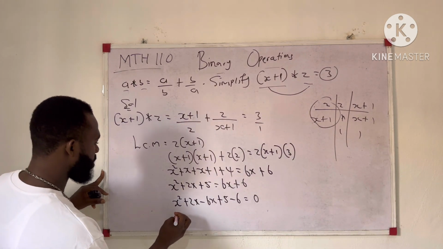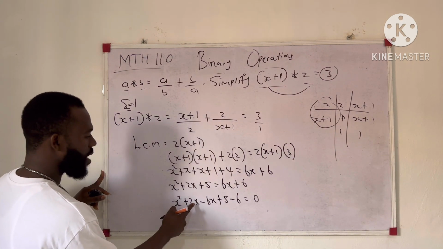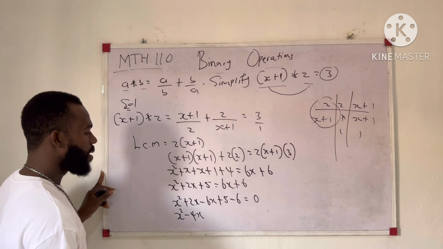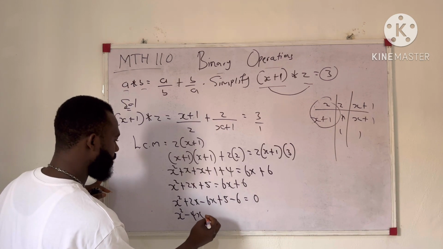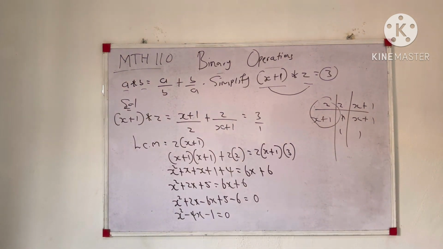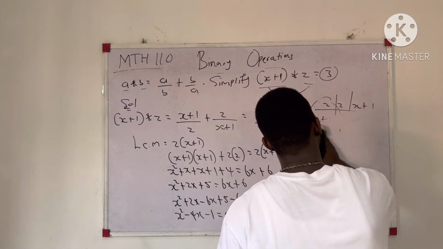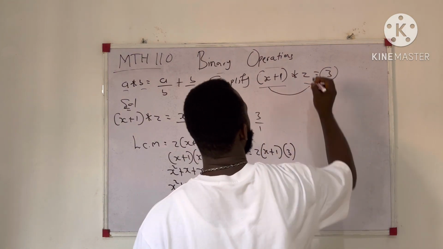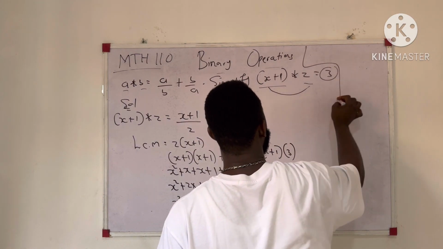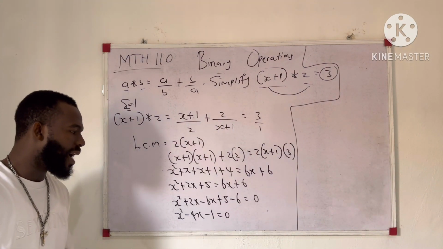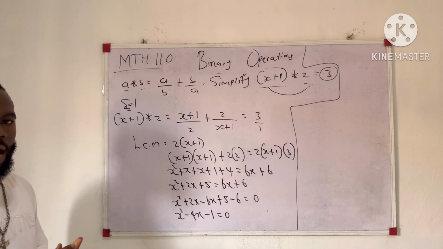Now here becomes x squared. Alright, now 2x minus 6x gives us minus 4x. Alright, now 5 minus 6 gives us minus 1, all equal to 0. Because of the space of the board, let's see how we can minimize. Okay, now x squared minus 4x minus 1 equal to 0. How do we solve this?